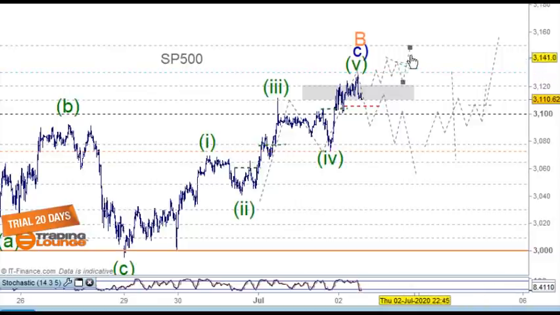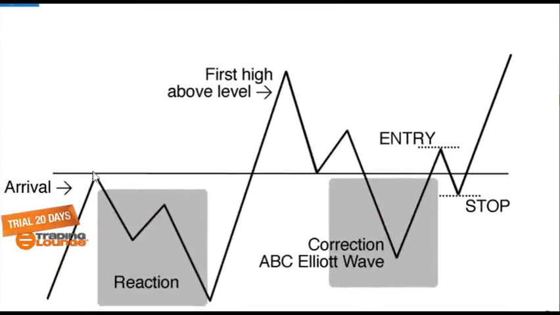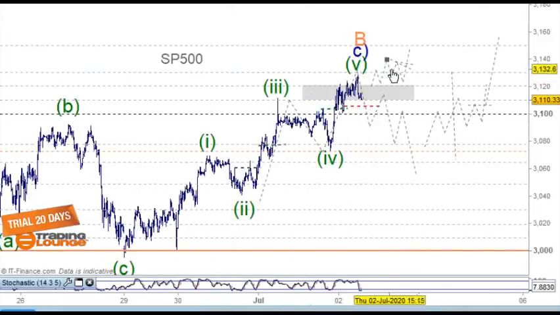If we get support on subgroup 1 here, a little classic trading levels pattern here, which is the arrival, the reaction, the first high above the level, a correction here, and if it gets support back up here, we can go long here and add on any of these highs here. So that's that. So we need to see that.